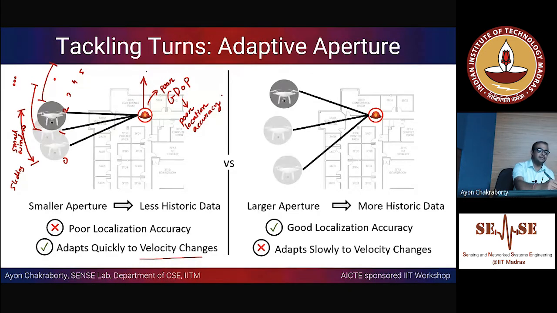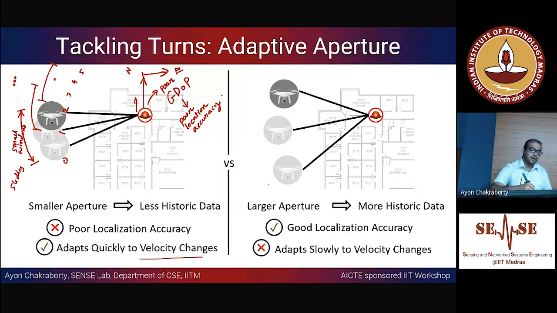Now in the next instant, if it turns, the probability that we will have stale data which caters to the direction or heading on this side, let's say north side, will be less. And you will have more data which is basically catering to the east side, because you are having less historic data. So you are trimming off the stale data continuously. And what is the other extreme?